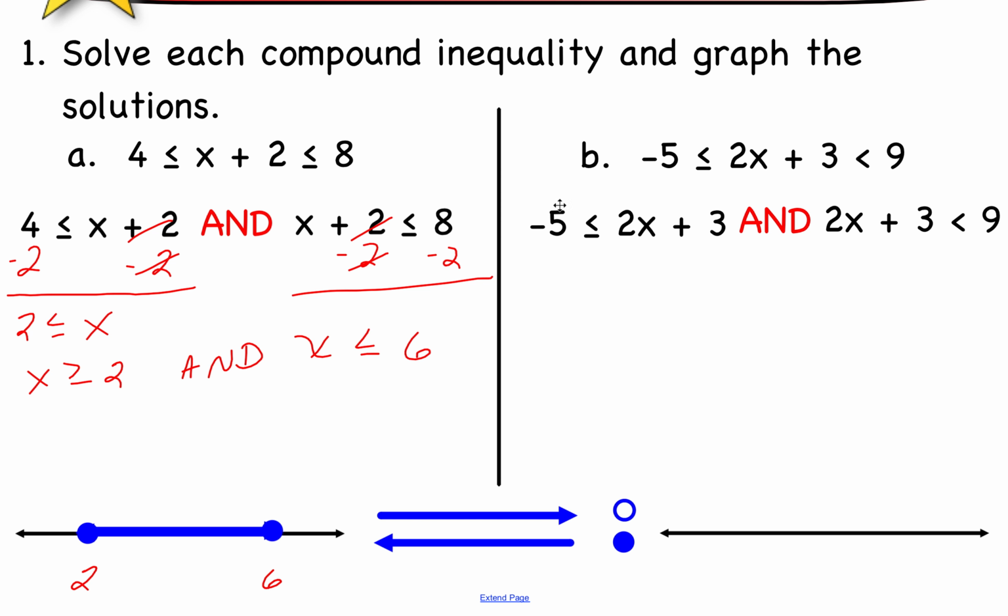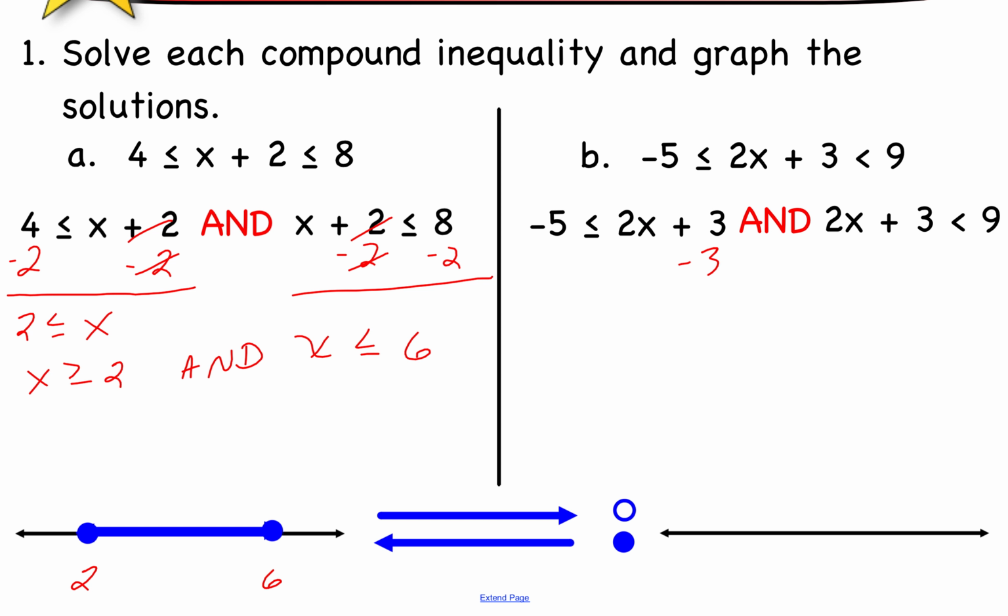Letter B, we're going to split that one up. Negative 5 is less than or equal to 2x plus 3, and 2x plus 3 is less than 9. So one of the ways you can look at this is just thinking about cutting off part of the inequality. If you cut off the part on the right, you have what I've written on the left. And if you cut off the inequality on the left, you have what's written on the right. So that's how you're going to solve those. You're going to just run two scenarios. Okay, so let's go ahead and solve that one.